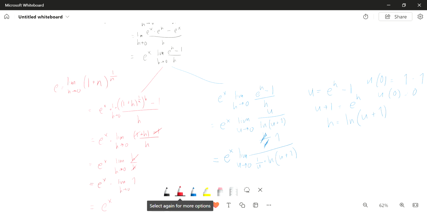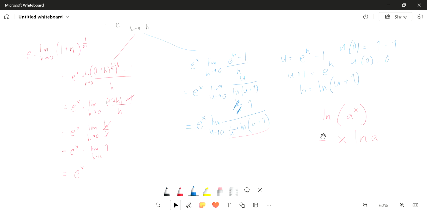And ln of u plus 1, all of this can be rearranged, because this was taught in some previous algebra class, I'm presuming: if you have something like ln of a to the power of x, that just becomes x times ln a. So using these same principles, that means we have the limit of ln of u plus 1 to the power of 1 over u.